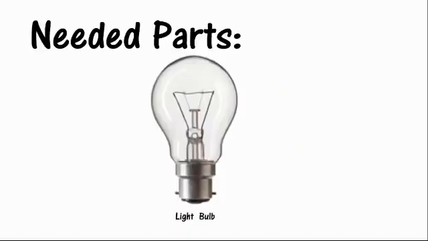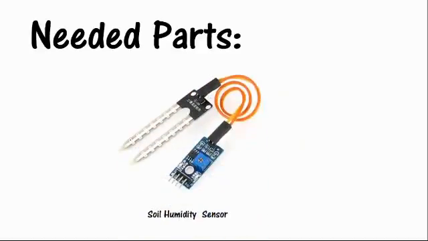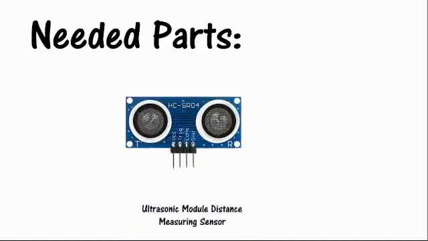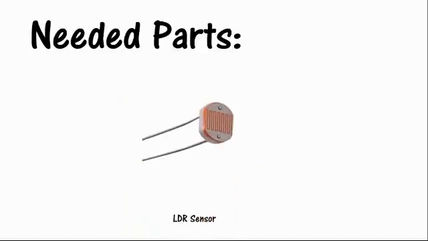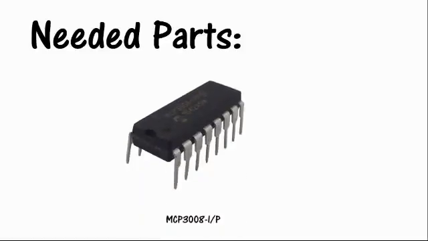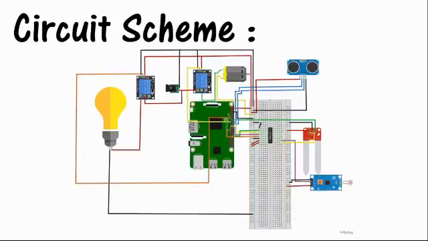Of course, a light bulb. A humidity sensor. An ultrasonic sensor for tank depth measurement. An LDR sensor for light density measurement. Since the Raspberry Pi cannot intrinsically detect analog signals, I needed a converter like the MCP3008.